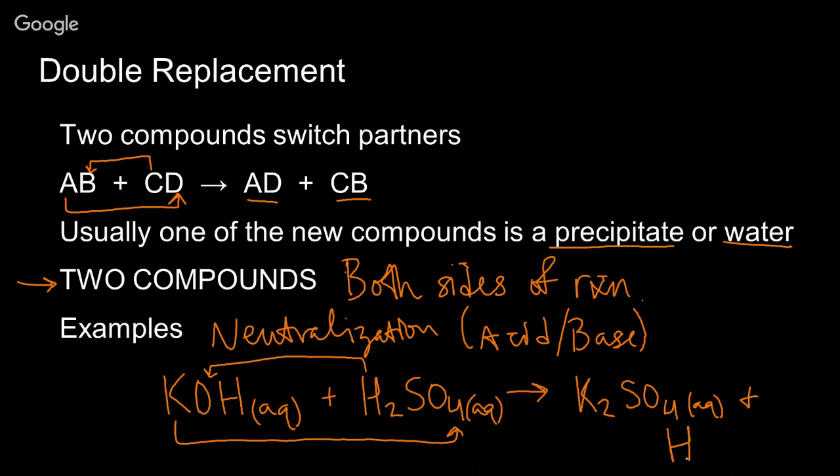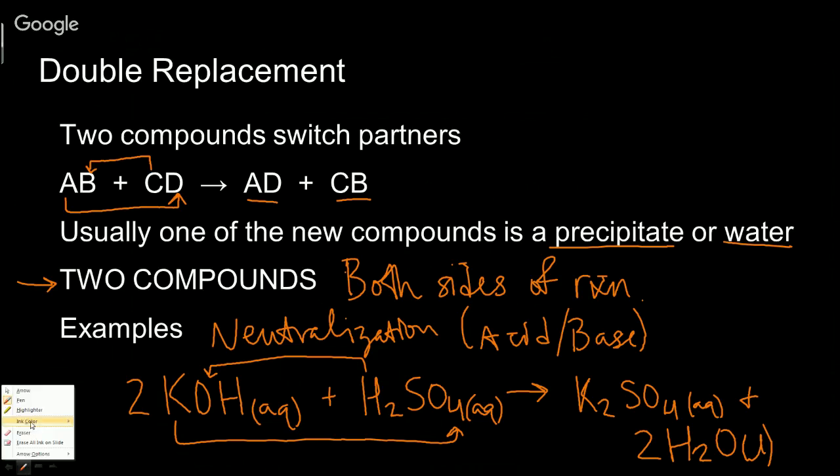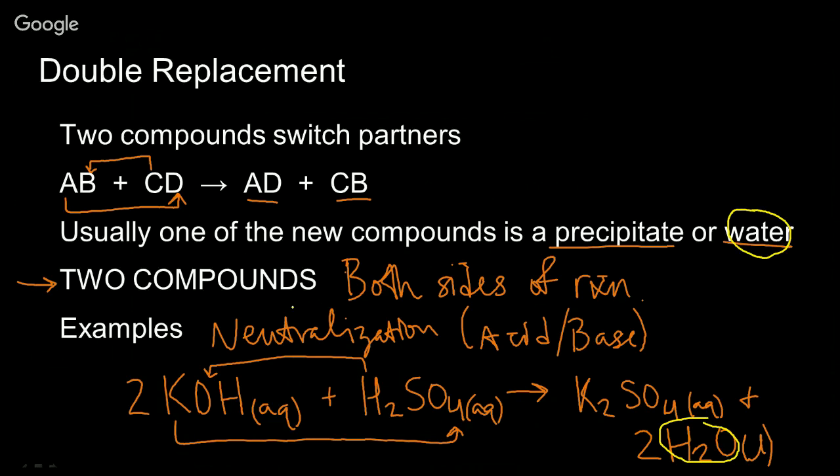plus water, which is a liquid. To balance it, we need two KOHs and two waters. All right, but we see that there are two waters that were formed here. Okay, so the water that's formed here is one of the product possibilities of a double replacement reaction.